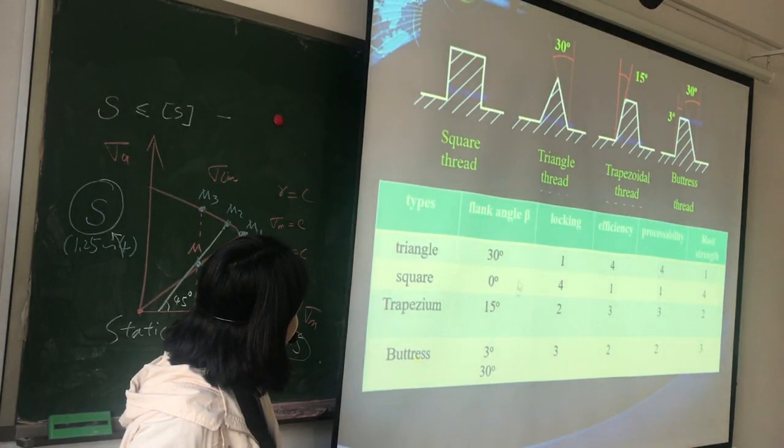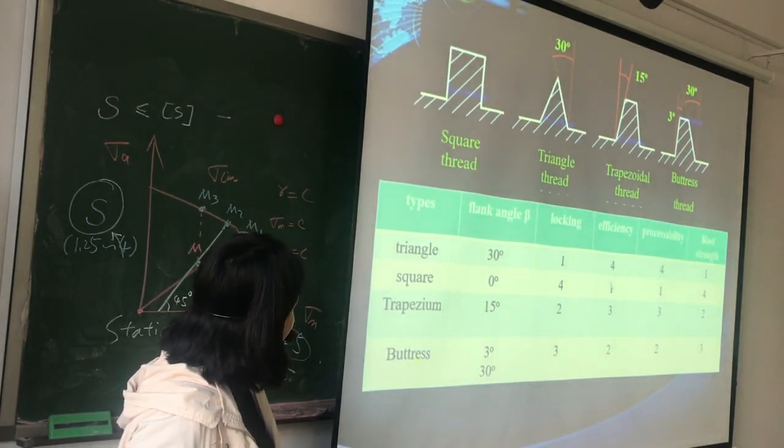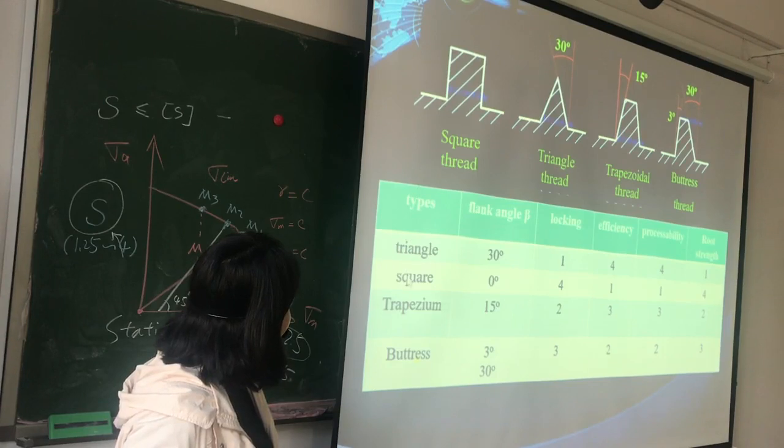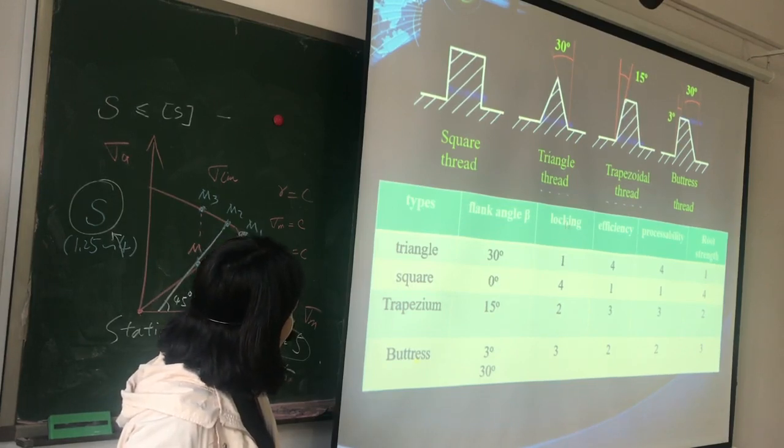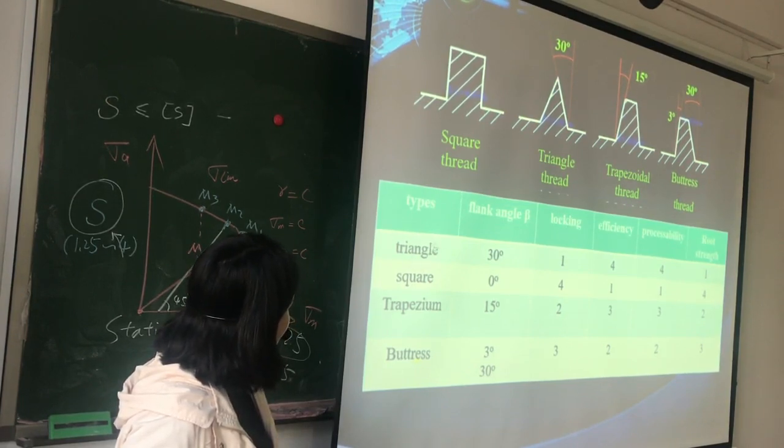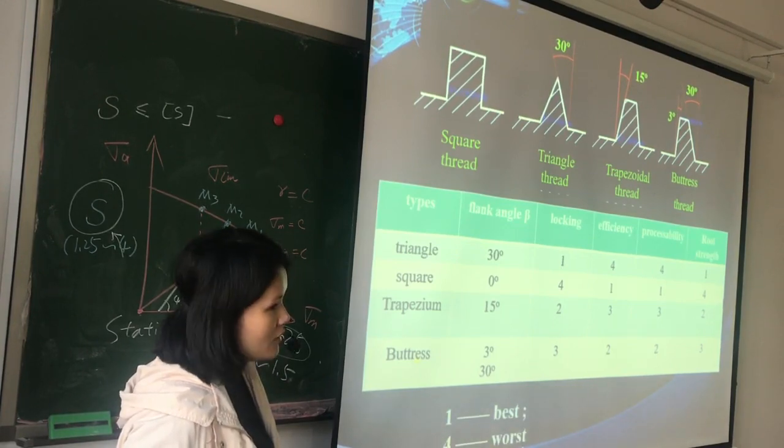This table indicates the characteristics about the 4 types of screw thread. And this is the flank angle beta. For triangle is 30 degree, and for square is 0 degree. And this is the self-locking. Self-locking for triangle thread is very good. 1 represents best, 4 represents the worst.